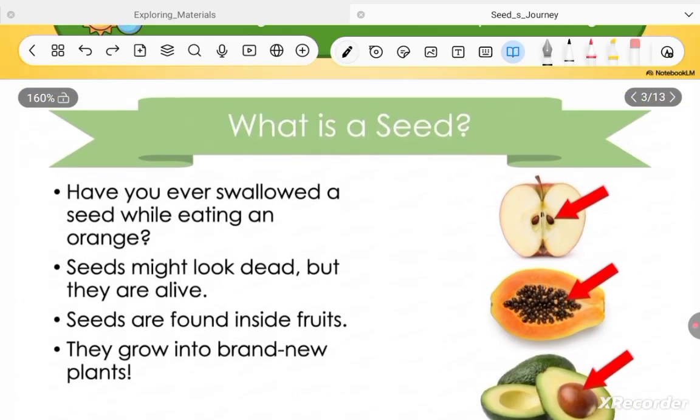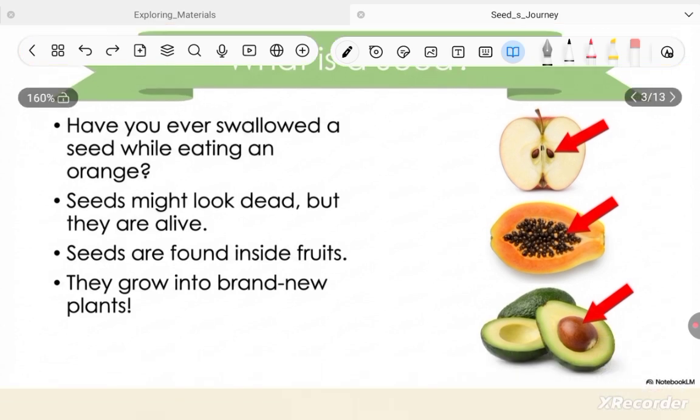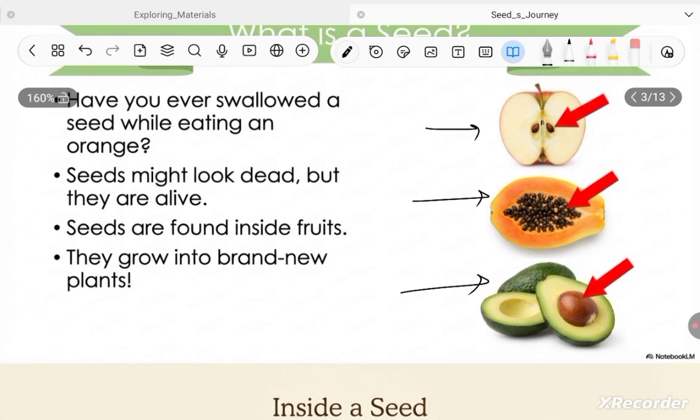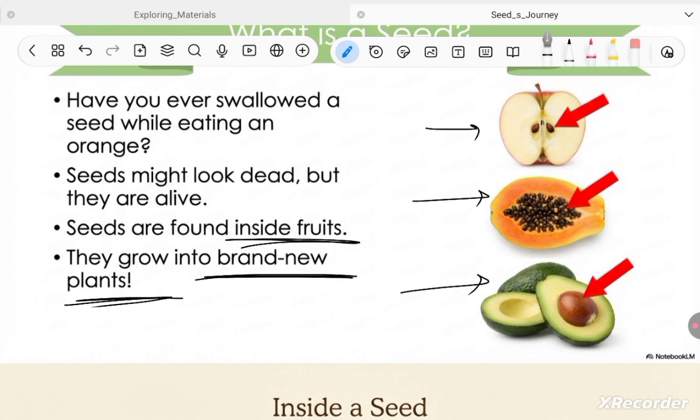So, have you ever wondered what is a seed? Have you ever swallowed a seed while eating an orange before, or an apple, or a pawpaw, or an avocado? For example, these images that are here, we have an apple, we have a pawpaw, we have an avocado. Have you ever eaten a seed before? Now, seeds are usually found inside of fruits. They are found inside of fruit and they grow into new plants. Without seeds, we will not have new plants.